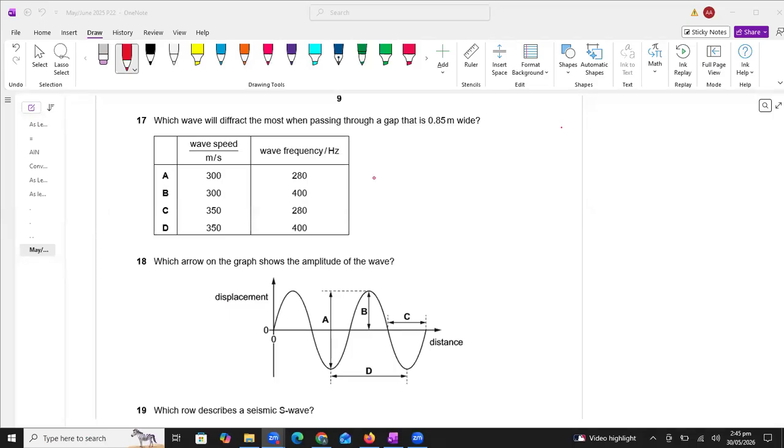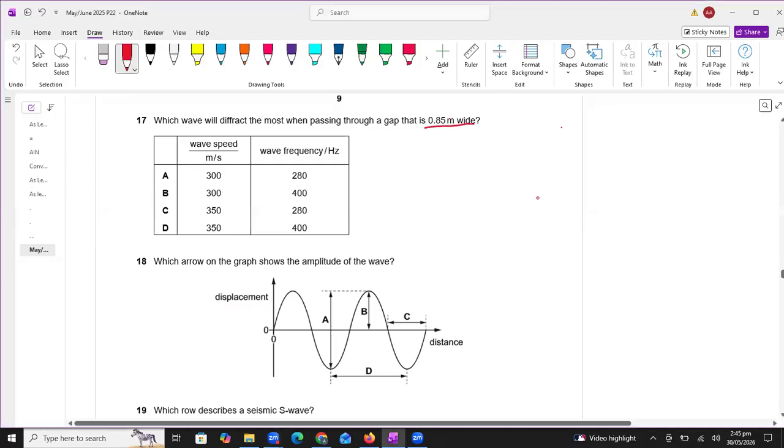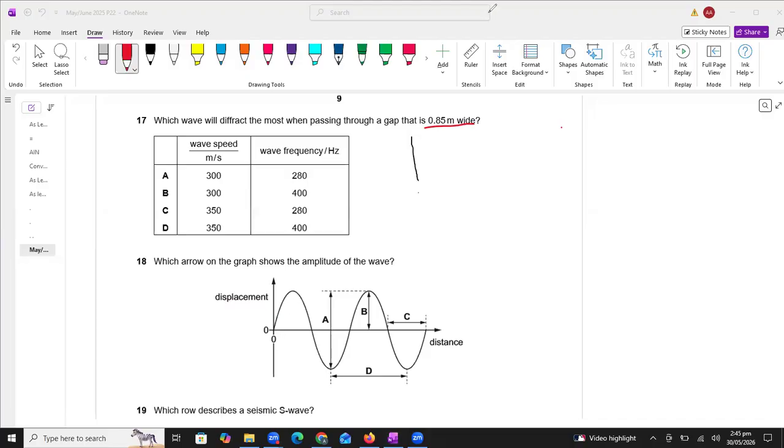We are starting question number 17, students. Which wave will diffract the most when passing through a gap that is 0.85 wide? So now you can see the width of this gap from which the wave is passing is 0.85 wide. So the gap size is given, 0.85 wide, and we have to determine, students, which wave will diffract most.